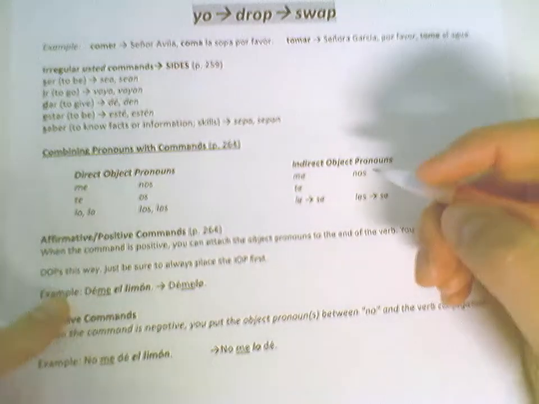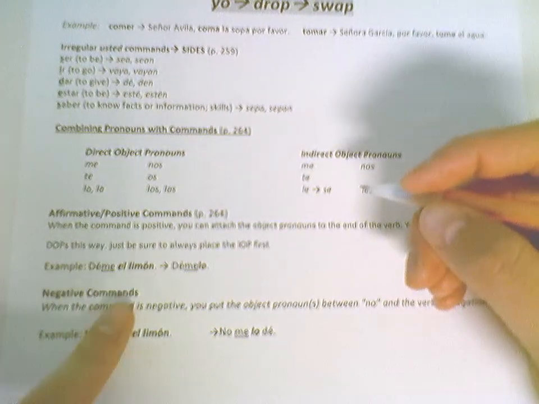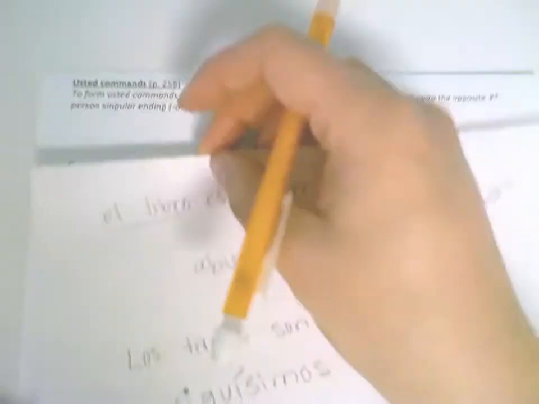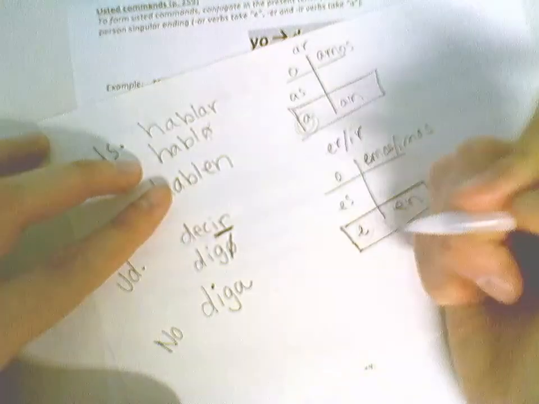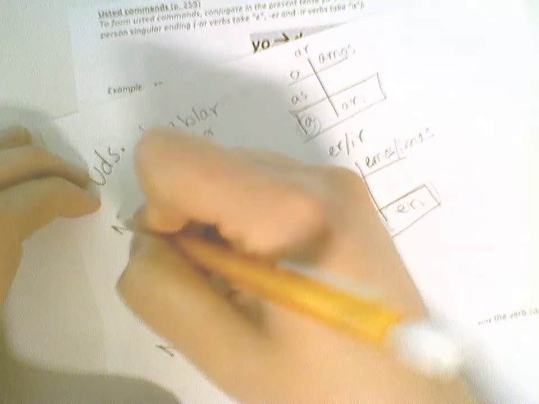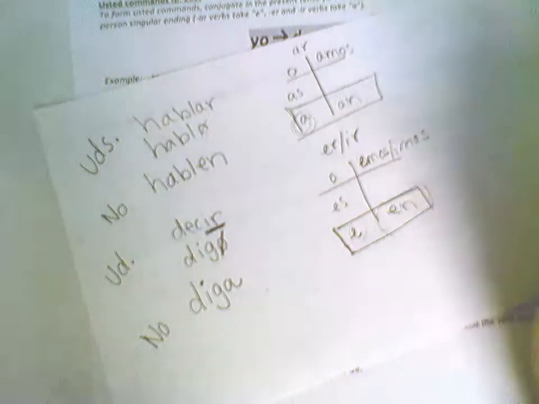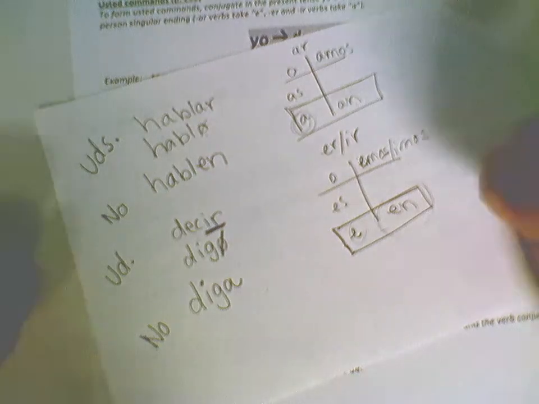And if you want to make a command negative, so you want to tell someone not to do something, all you have to do is add no to the front of it. Okay? So I would say, no diga. Don't say. Don't speak. No hablen. That's all you're going to do. It's a little bit different once we start using the pronouns, but you'll see that in a separate video.